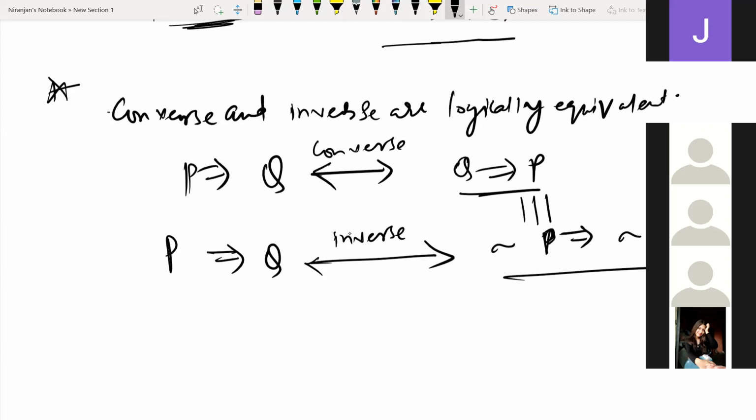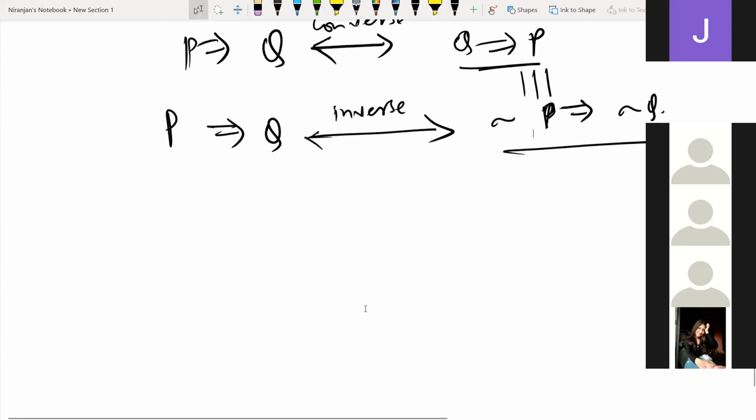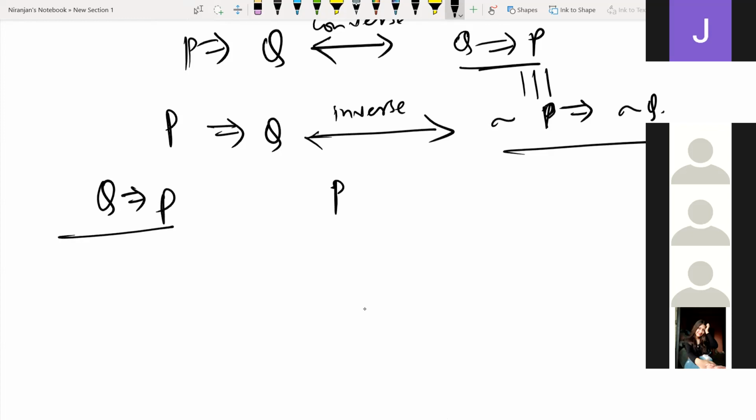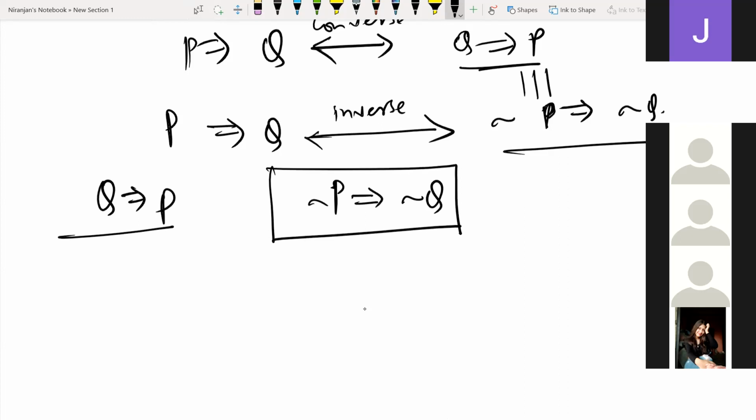Okay, no answer. So these two statements, or any statement when you in general take and converse, this is your converse and this is your inverse, right? So what are you saying intuitively?